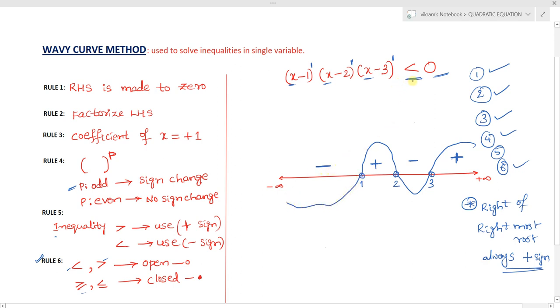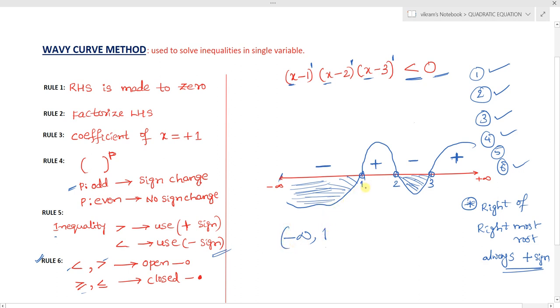Our inequality is less than, less than means we need to check for the range where the negative sign is having. This is the negative sign, and which is also the negative sign. So that means now we can write the solution as, the negative sign from where it is having, minus infinity to 1, we can write as minus infinity to 1. Minus infinity is always open braces.